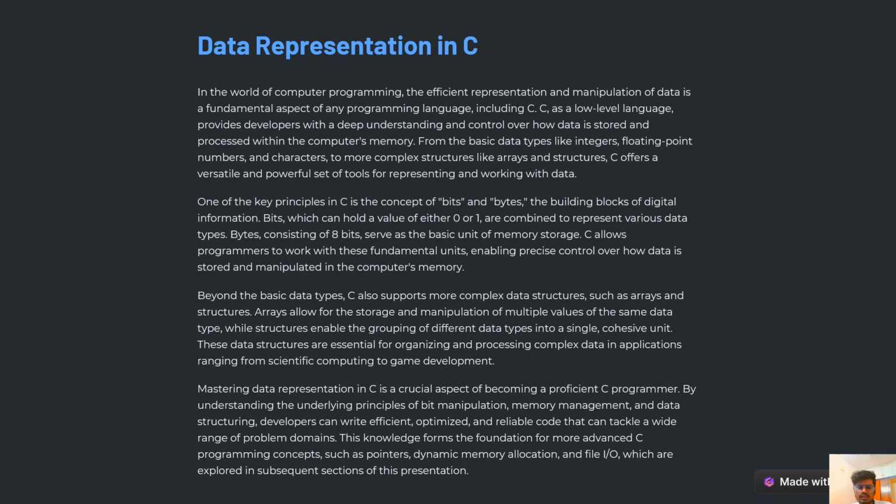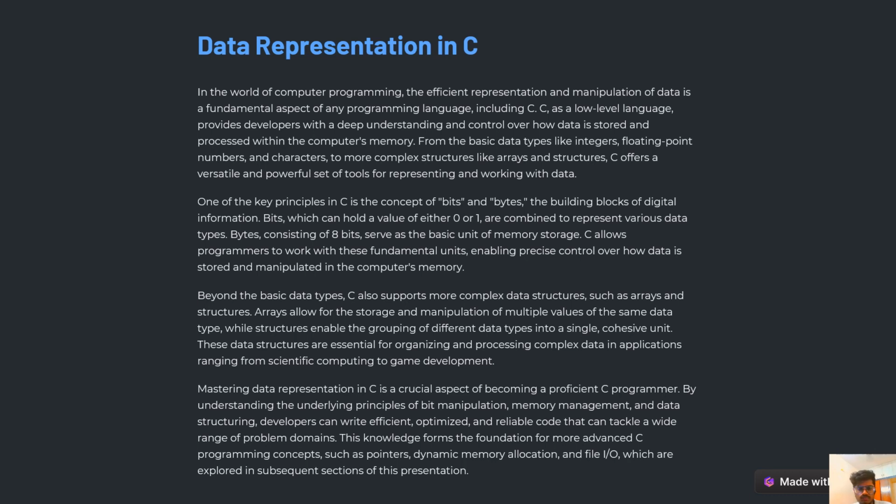One of the key principles in C is the concept of bits and bytes. The building blocks of digital information, bits, which can hold a value of either 0 or 1, are combined to represent various data types. Bytes, consisting of 8 bits, serve as the basic unit of memory storage. C allows programmers to work with these fundamental units, enabling precise control over how data is stored and manipulated in the computer's memory.